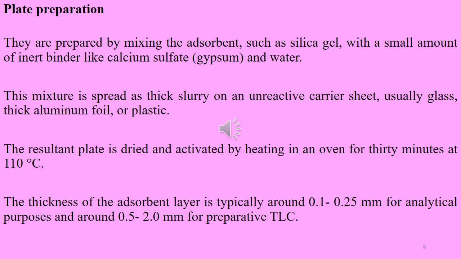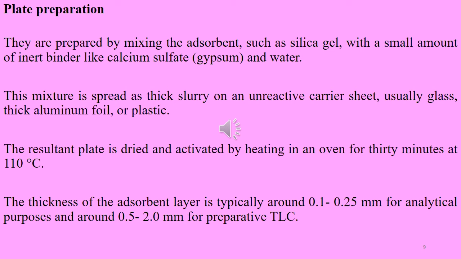Now coming to the TLC plate preparation. In TLC plate preparation, we can make a slurry of suitable adsorbent materials such as silica gel, alumina, etc. with a small amount of inert binder like calcium sulfate, which is also known as gypsum, with water. This mixture is spread as a thick slurry on an unreactive carrier sheet, usually aluminum foil, glass, plastic, etc.